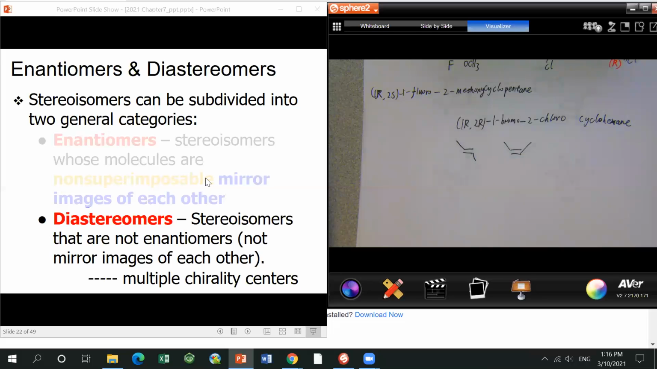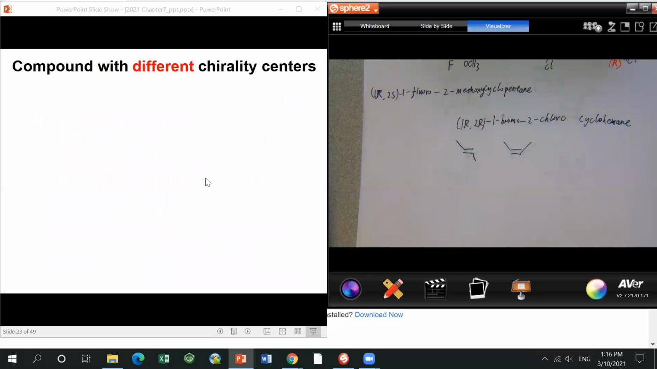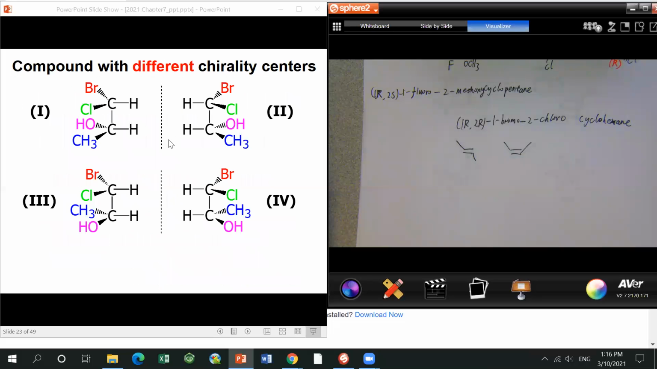There is another type of diastereomer, which happens to molecules with multiple stereocenters. They also show diastereomers. Here are some examples. You see four molecules, each with two stereocenters. These two stereocenters have different attachments. The top one has bromine, chlorine, hydrogen. The bottom one has OH, methyl, hydrogen. All four have these two stereocenters, but the orientation of the attachments is a little bit different.